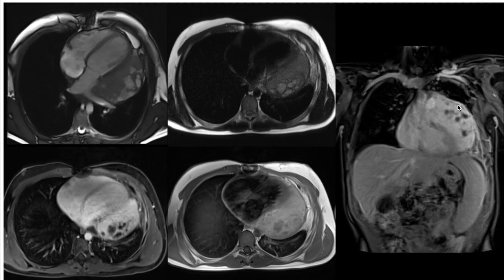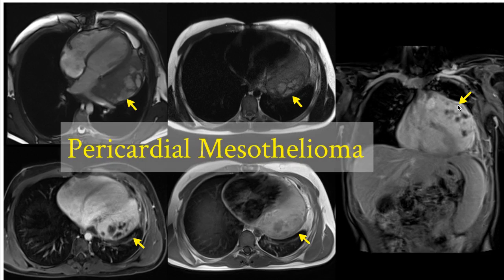Here's a case from our institution where we see this mass sort of centered on the pericardial space. Don't really see any involvement of the pleura or adjacent structures. This ended up being a primary pericardial mesothelioma.